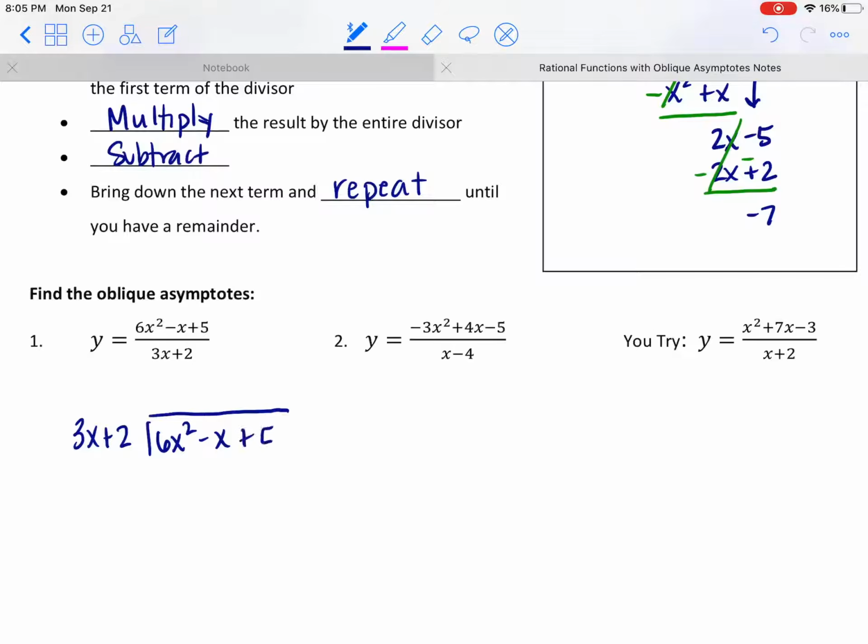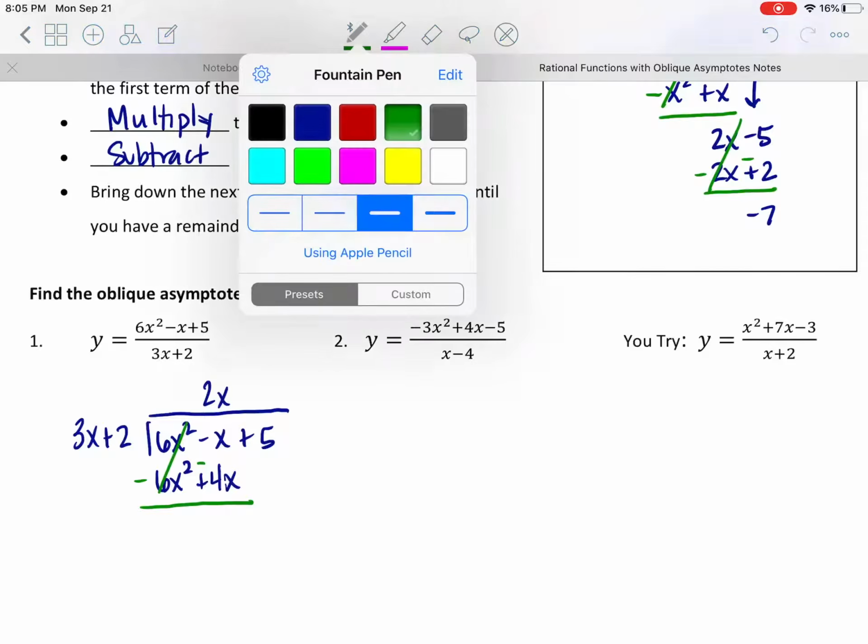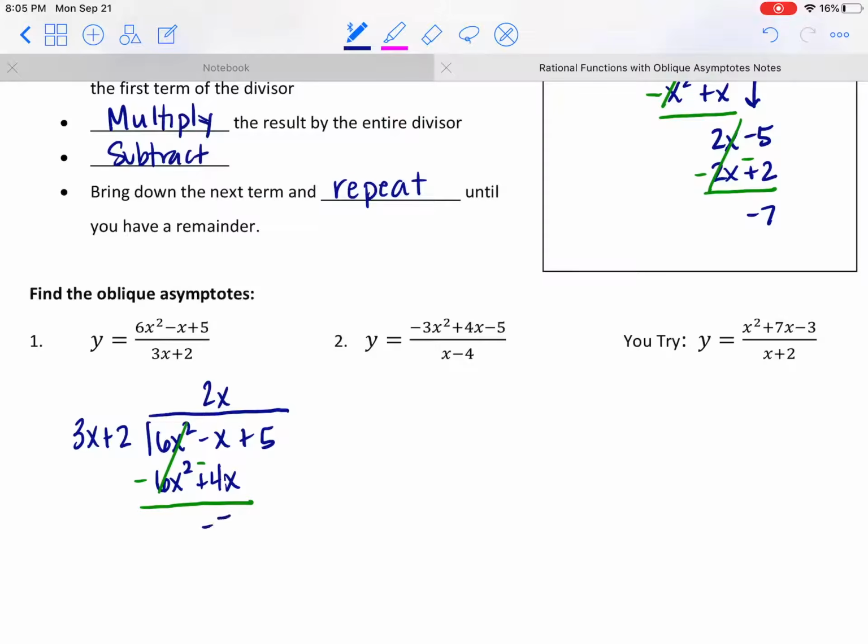Let's take our numerator and divide it by our denominator. So first, it's going to be 6x squared divided by 3x. And 6x squared divided by 3x is going to give me a 2x here. And then I'm going to multiply 2x times 3x and 2x times 2. So 2x times 3x is 6x squared, and 2x times 2 is going to be 4x. Now I have to subtract. So I'm going to subtract this, subtract that. Those cancel. And then negative 1 minus 4 is going to give me negative 5x's.